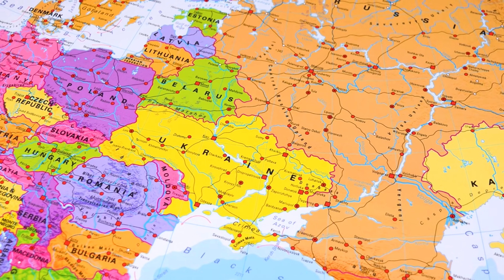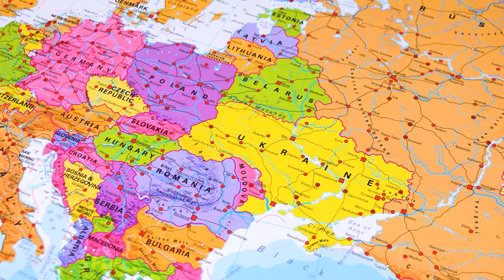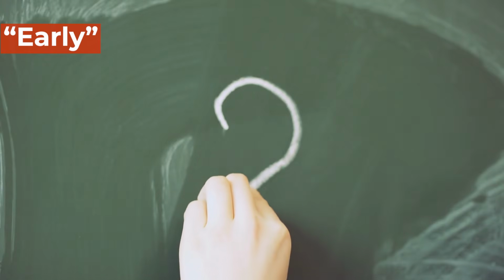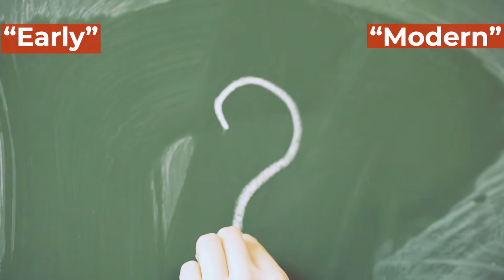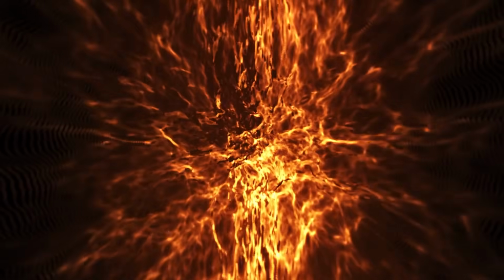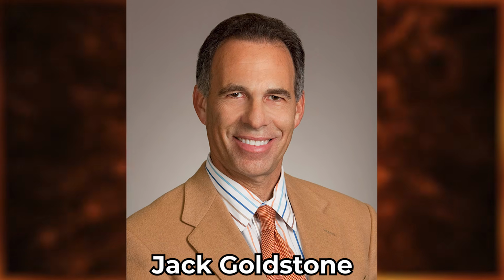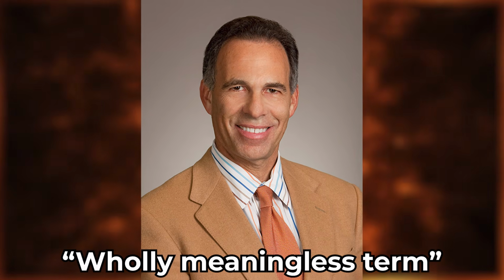Geographically, thankfully, we are clear. We are talking about continental Europe. But early and modern seem to be strange qualifiers. It is somewhat dispiriting that the American historian Jack Goldstone actually calls it a wholly meaningless term.